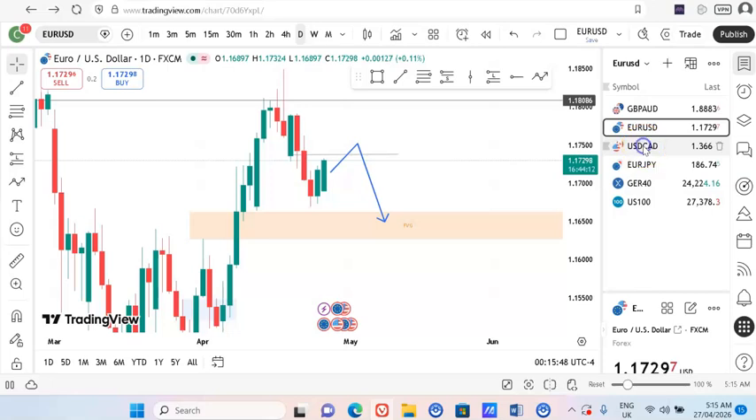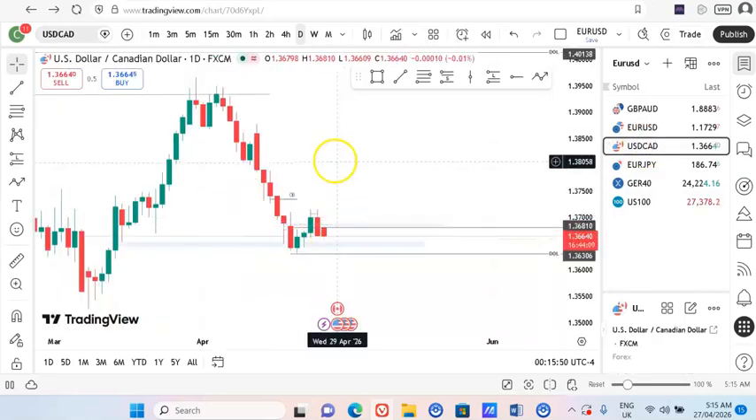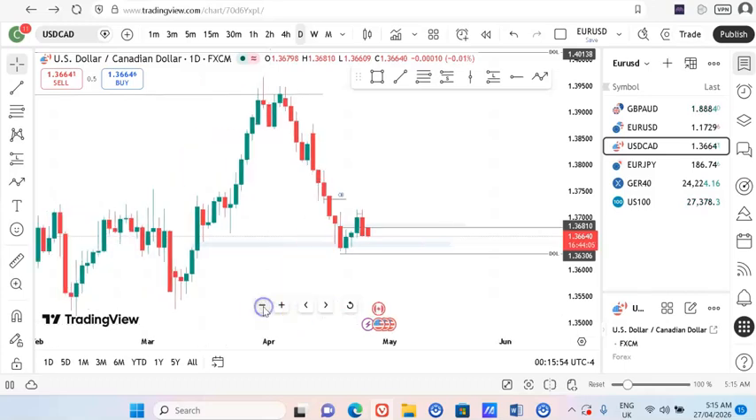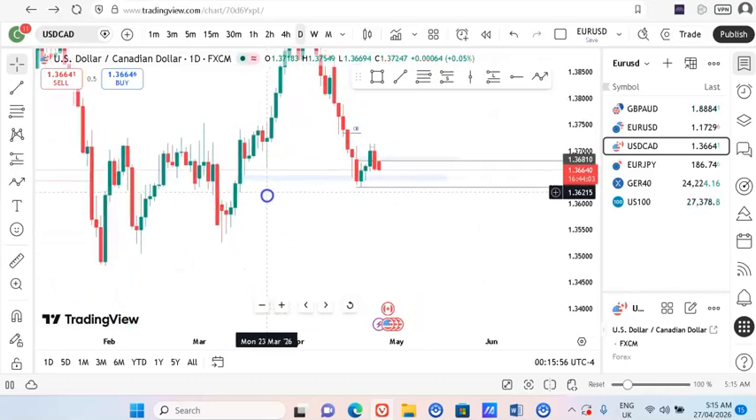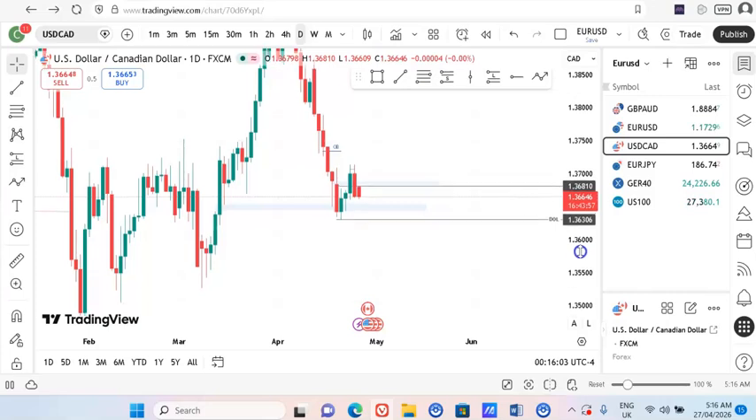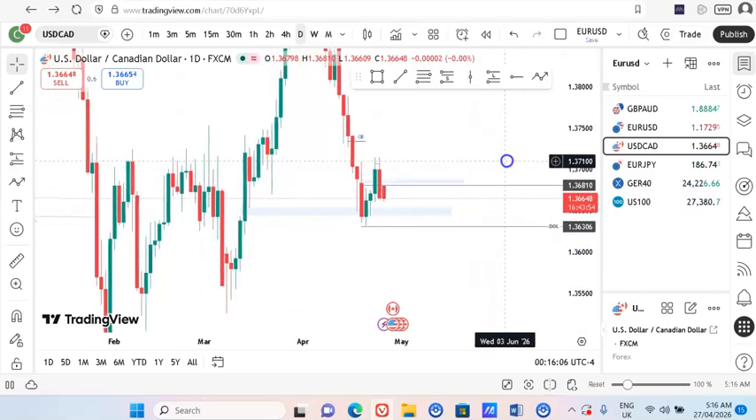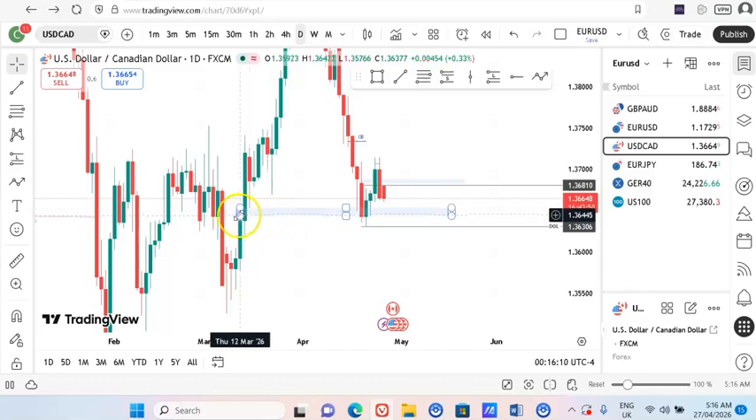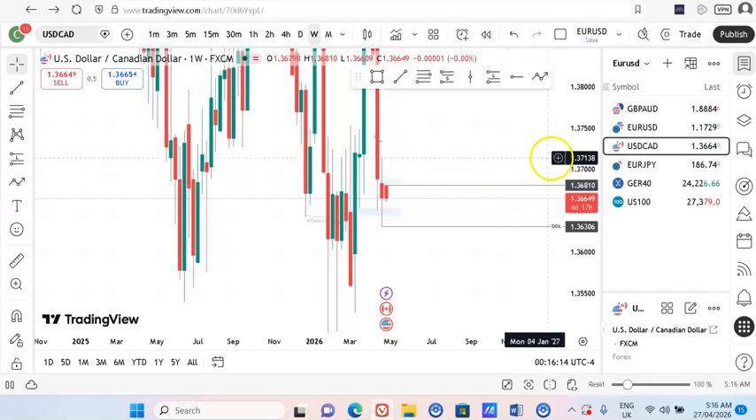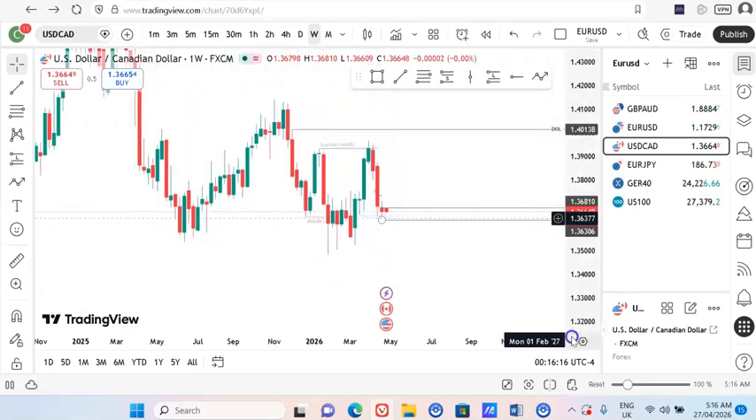Then for USD CAD, let's go and see. USD CAD is usually the opposite. It usually does the opposite of Euro USD, but let's still look at it. Okay, right now on the USD CAD, what am I seeing? Okay, we have this other block here. Sorry, let me start with the weekly so we'll get more clarity.